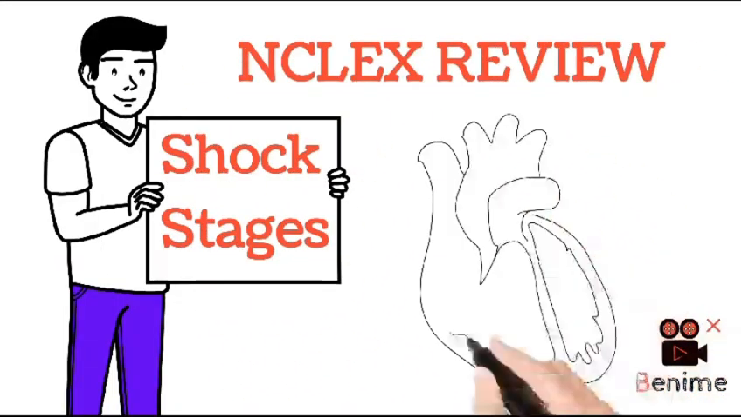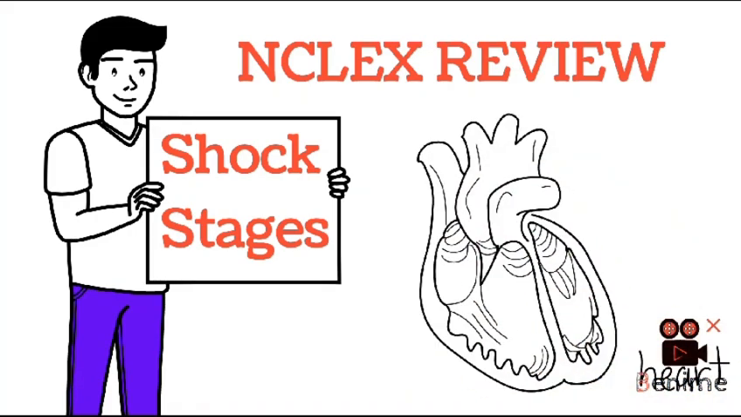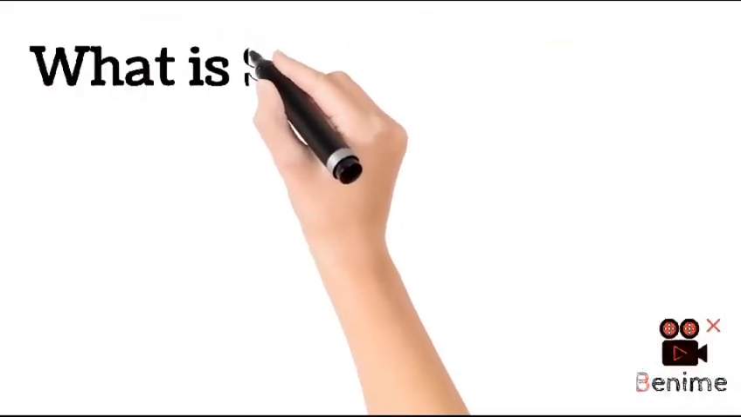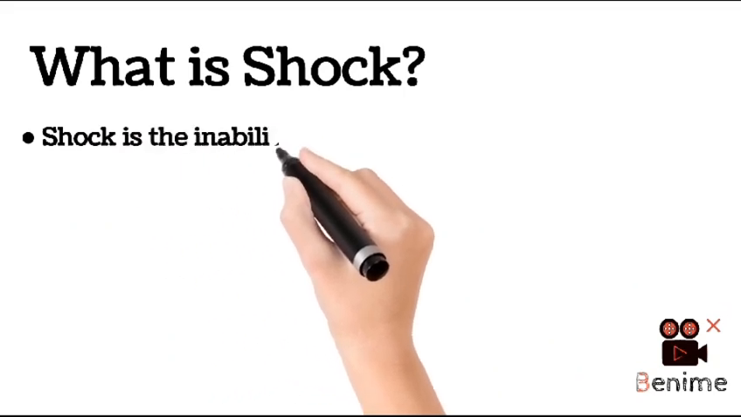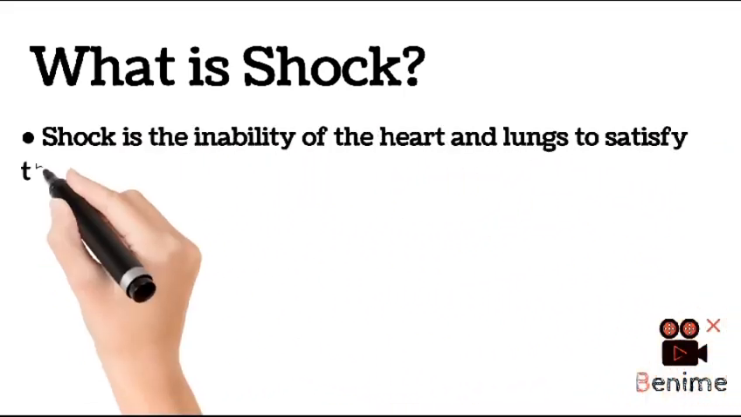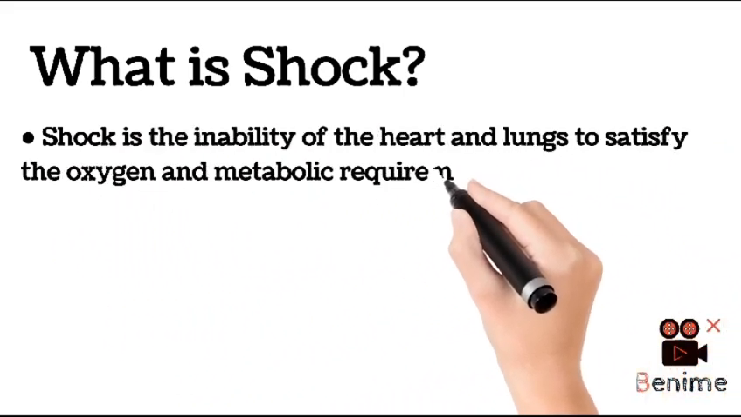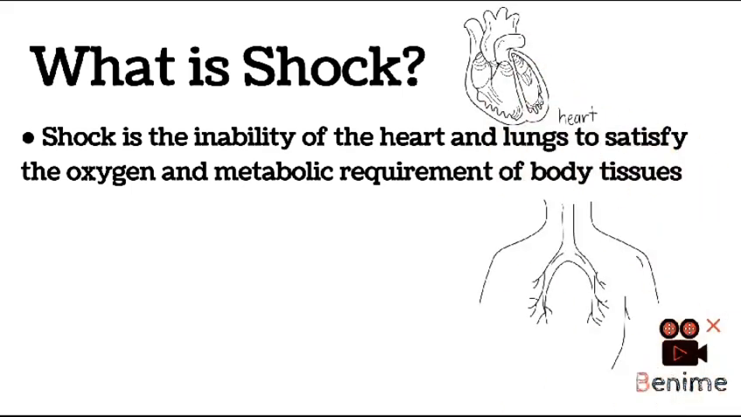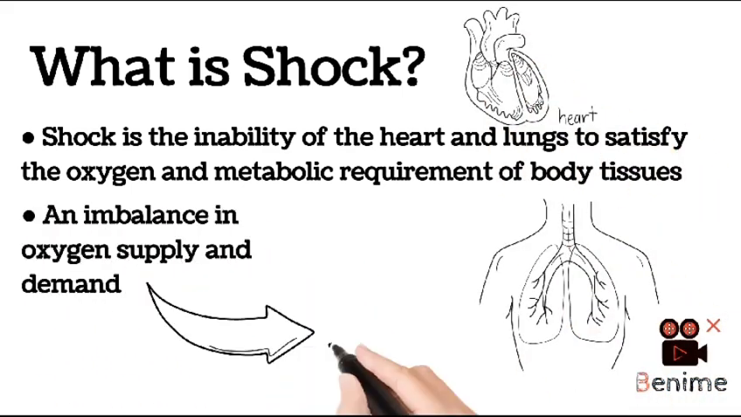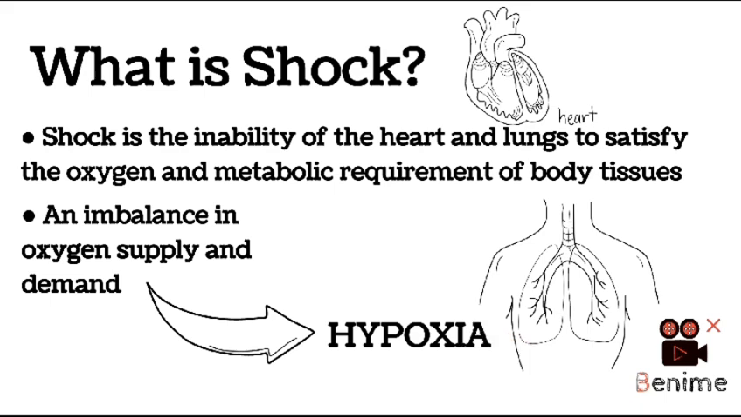Today we will be discussing different types of shock. Let's get started. What is shock? Shock is the inability of the heart and lungs to satisfy the oxygen and metabolic requirement of body tissues. An imbalance in oxygen supply and demand will lead to hypoxia. Without treatment, stages of shock begin, which we will talk more about in the video.